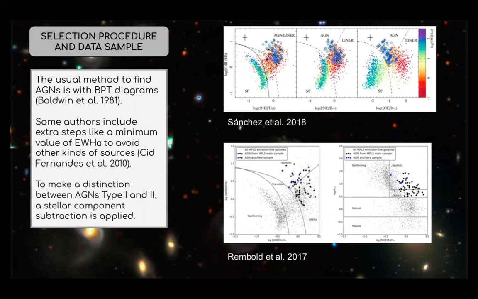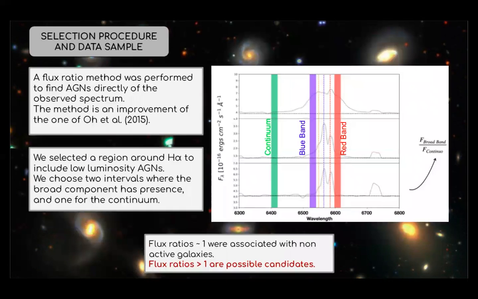However, making a distinction between Type 1 and Type 2 AGNs can be a difficult task because a stellar component subtraction has to be applied, and this is a degenerate process. So we perform a flux ratio method to find AGNs directly from the observed spectrum. This method is an improvement of the one by et al. 2015. We selected a region around H alpha to include blue luminosity AGNs.